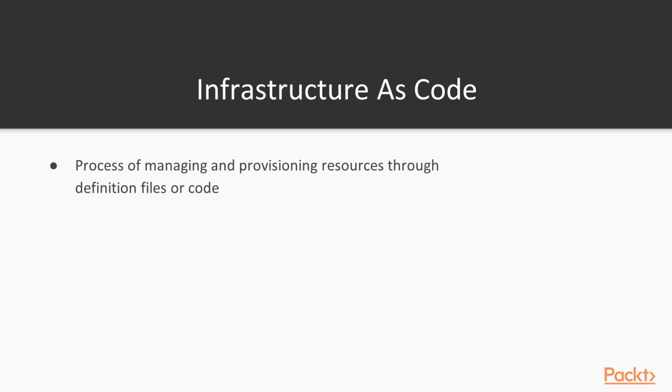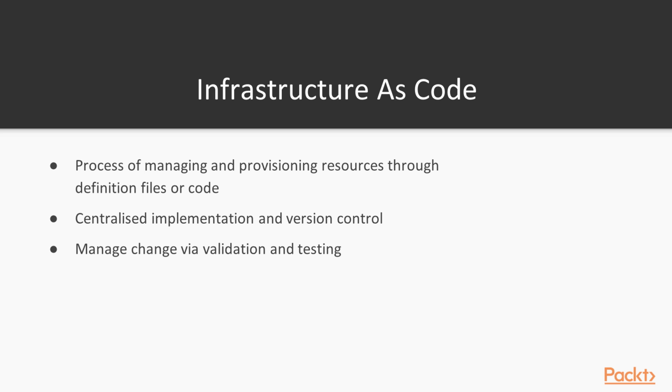Infrastructure as code is basically the process of managing and provisioning your resources through definition files or code. It provides a very centralized way to control that configuration in terms of implementation and version control. So suddenly the resource managing and provisioning becomes much more like the agile process in the systems development lifecycle in software. Managing any changes is done using validation and also a test release process. And there can be very standard deployment pipelines, for example, that are followed for the deployment of any new resources.